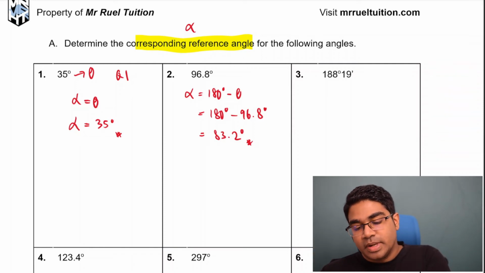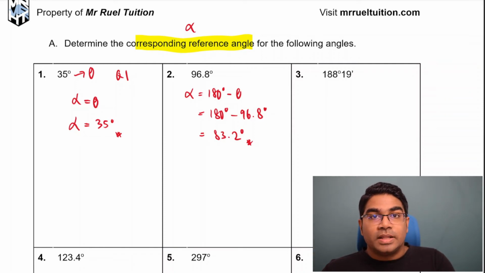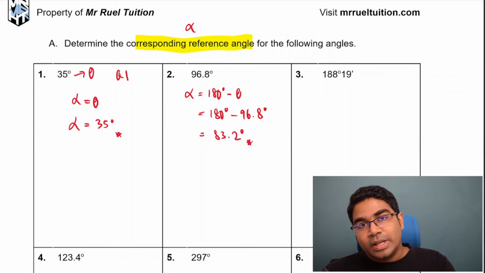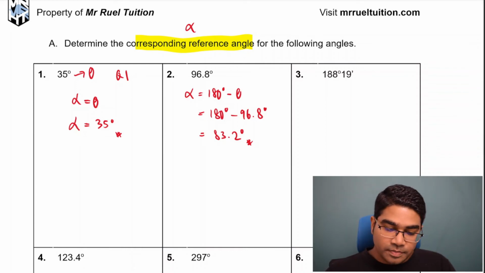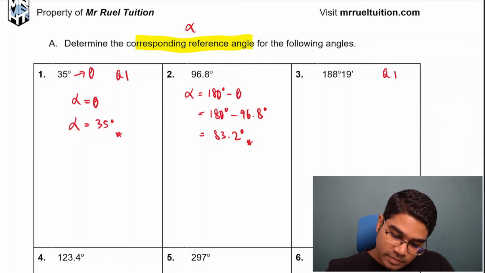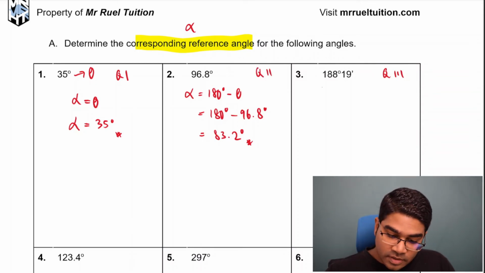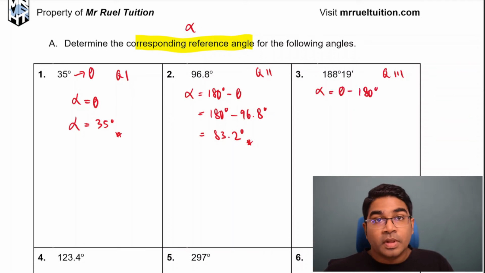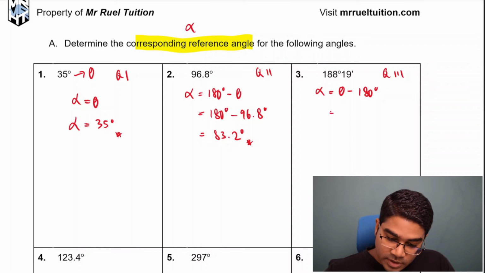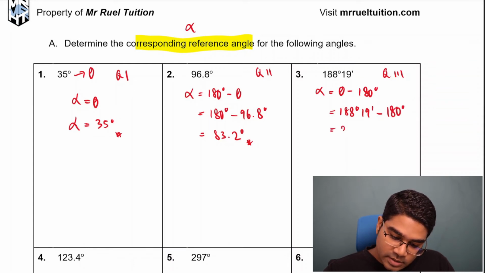Number 3, we have 188 degrees and 19 minutes. So this is in degrees and minutes. This falls in the third quadrant because it is between 180 and 270. So this is Q3. This was the second quadrant. So in the third quadrant, alpha will be equal to theta minus 180 degrees. Therefore, alpha will be equal to 188 degrees and 19 minutes minus 180 degrees, and this is 8 degrees and 19 minutes.